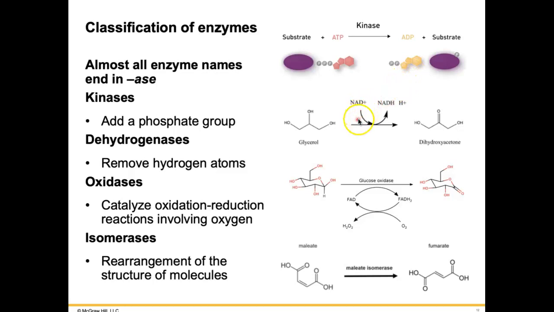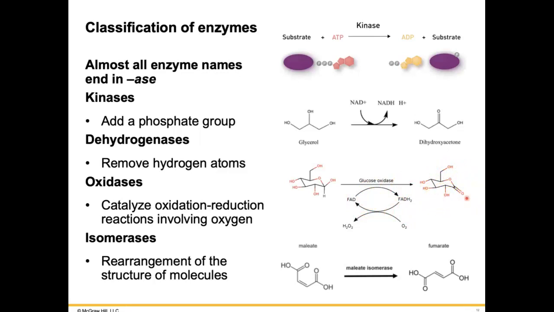The dehydrogenases are going to remove hydrogen atoms. So we start off with glycerol, and then as our carrier molecule here, the NAD+ comes in, it is going to take off that hydrogen, and we are left with a double bonded oxygen. The oxidases are going to catalyze oxidation reduction reactions involving oxygen. So here, if we look at this molecule, we apply our enzyme glucose oxidase, and that is going to be able to have its oxidation and reduction reactions take place so that we can change the structure of the molecule.